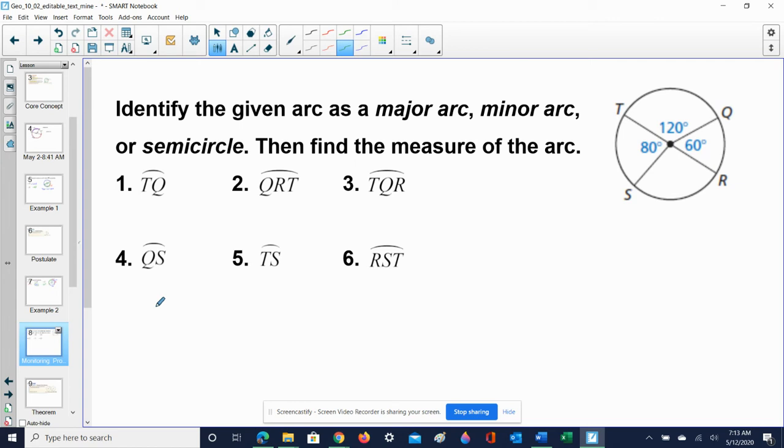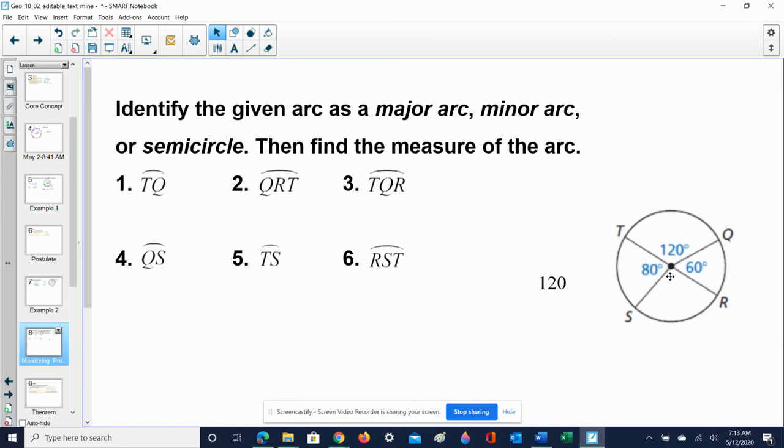Identify the given arc as a major arc, a minor arc, or a semicircle, then find the measure of the arc. All right, TQ. Well, what would TQ be? What do we say a major arc was? Greater than 180. Is TQ? Here, I might as well use this. All right, so 120. Central angle. Let's see if I can move. Yeah, I can. Okay. So that has to be 120. So arc TQ is 120. It is a minor arc because it's less than 180.